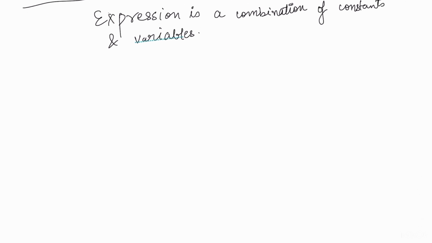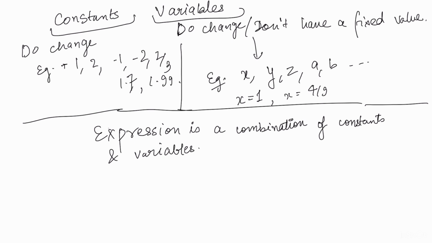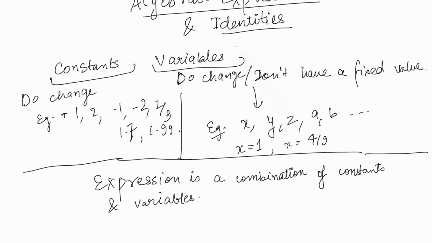We'll also be solving the exercises of NCERT in this video. I'll try to do 8.1. 8.2 we'll cover in the next video, else the video will become long. Expression is a combination of constants and variables, and sometimes some books refer to variables as literals. They actually mean the same.